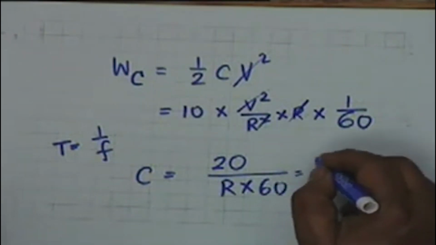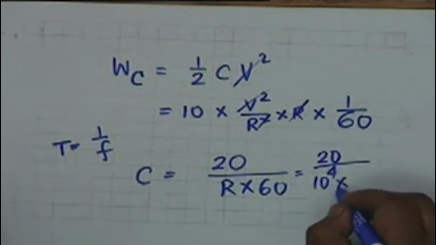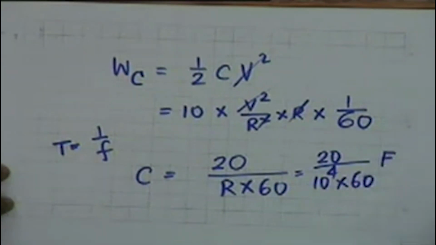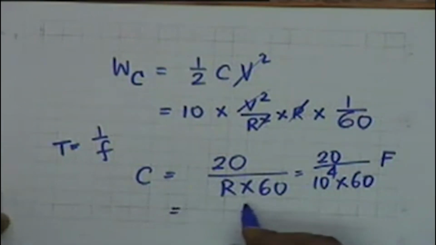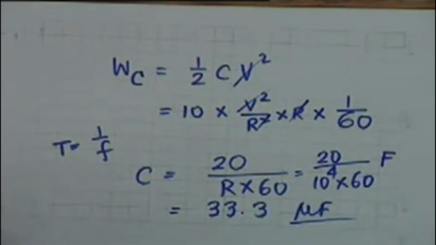Put down the value of R. This is 20 divided by 10K, which is 10 to the 4, times 60, and the unit shall be farads, after the name of Michael Faraday. And you can calculate this as 33.33 microfarad. That's it.